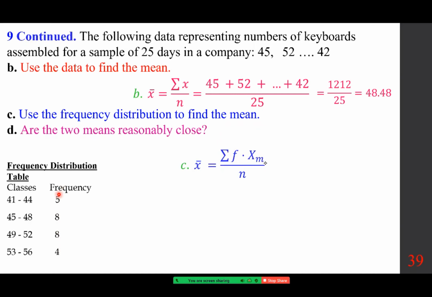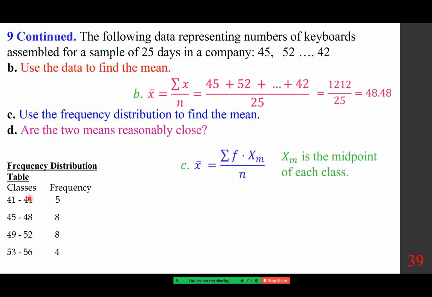This is F, the frequency. What is X sub M? X sub M. If you look at this class, for example, we know between 41 and 44, there are 5 of them. Could be that all of them are 41, all of them are 44, or none of them. Is it somewhere in between? We have no idea. So what they do, they use X sub M, which is the midpoint of each class to be on the safe side. So X sub M represents the midpoint of that class.